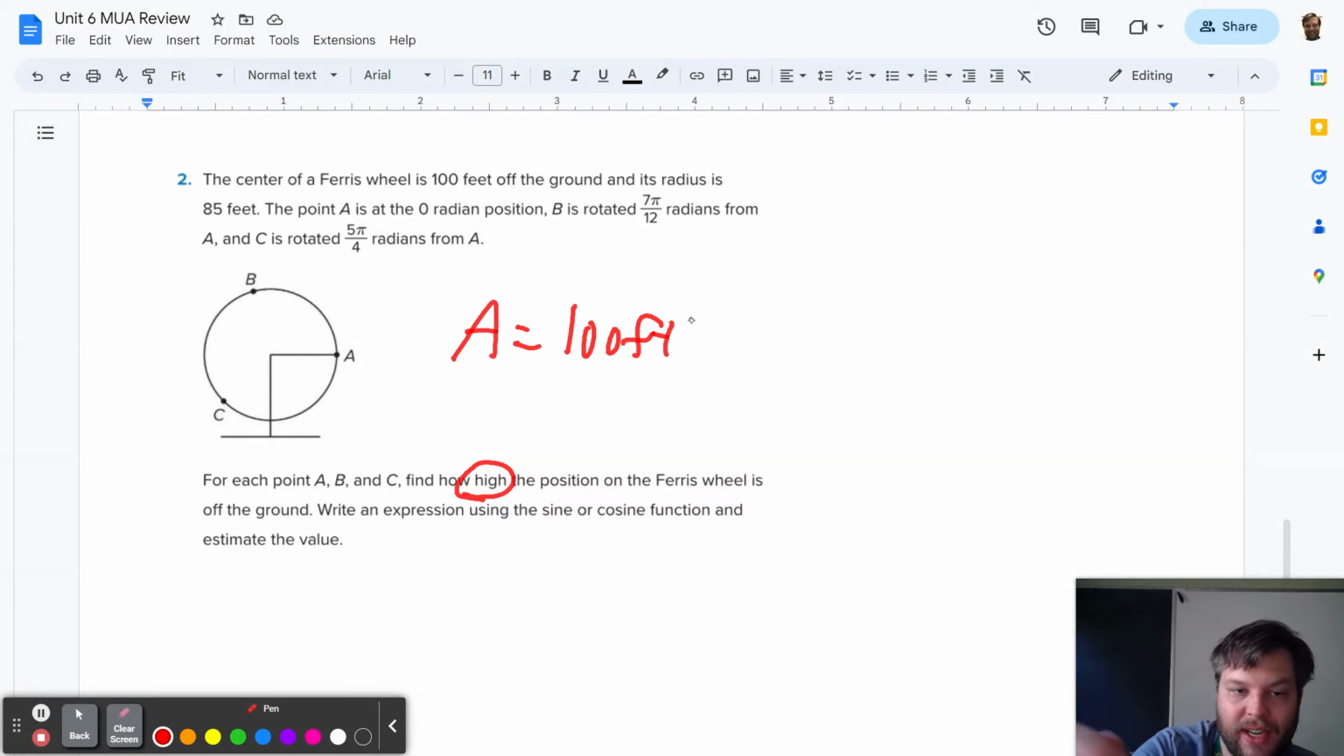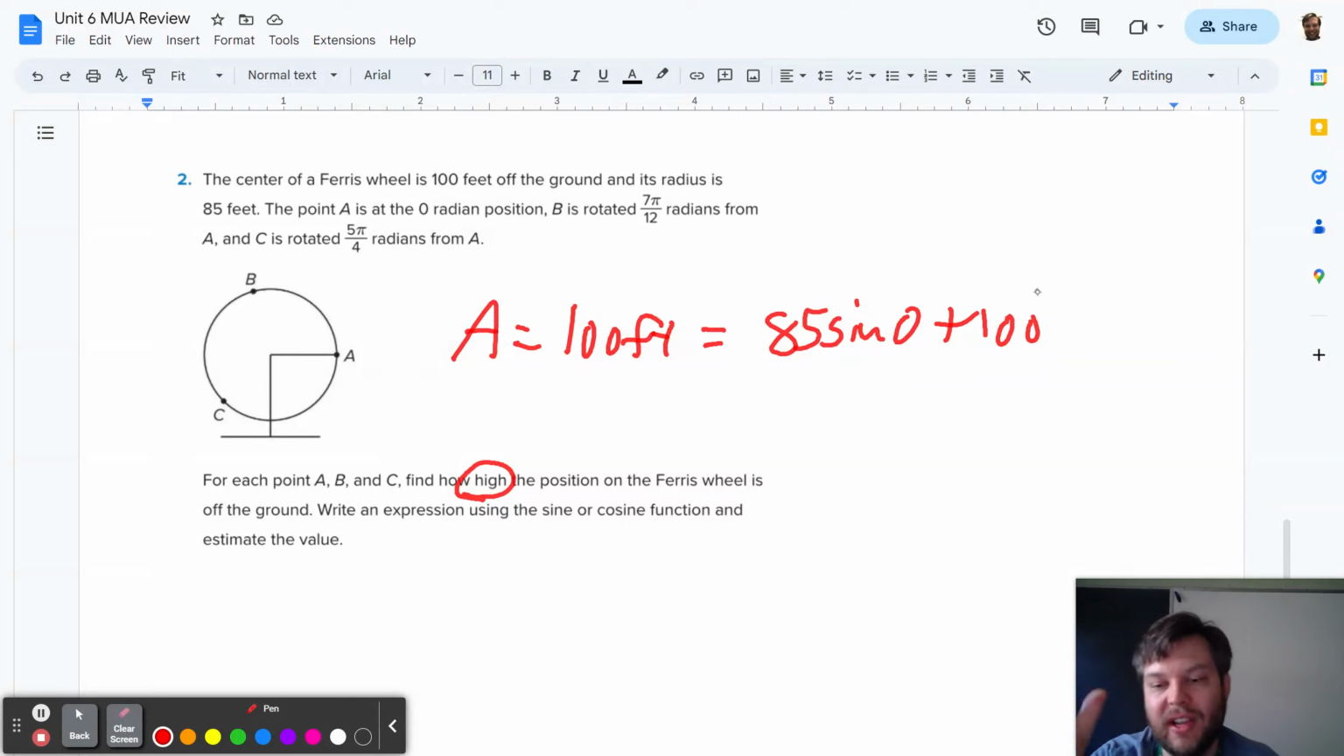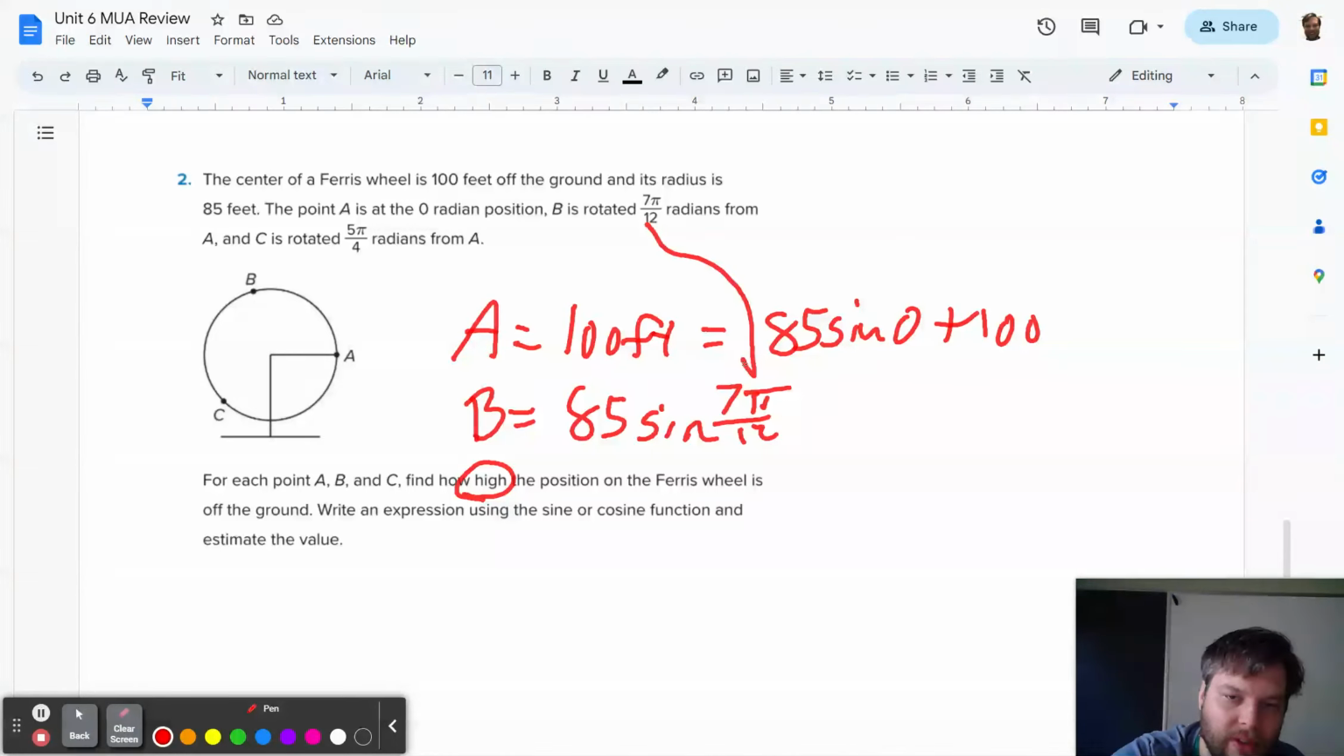If you wanted to write a fancy equation, you could say that that is 85 times the sine of 0 plus 100. And the reason that works is because sine tells you the y-coordinate. The sine of 0 is 0. So 85 sine 0 is just a silly way of saying the number 0. Now B is going to be 85 sine, and I just lift the angle from the problem, 7 pi over 12, plus 100.